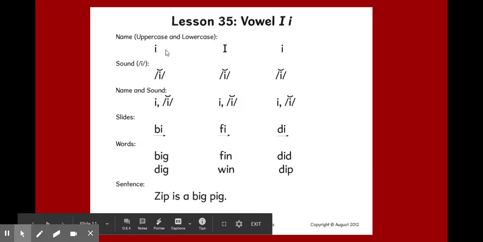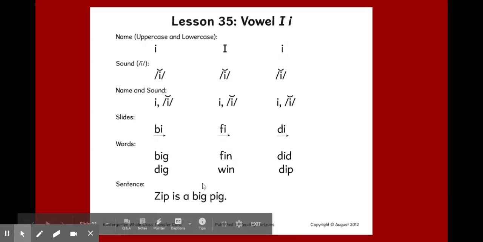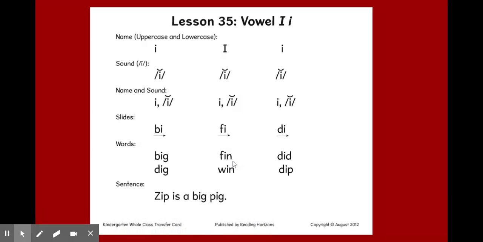All right, so we have lowercase I, uppercase I, lowercase I. You have bi, fi, bi. So let's put those with some words. Big, big. Fin, fin. Like the shark has a fin.